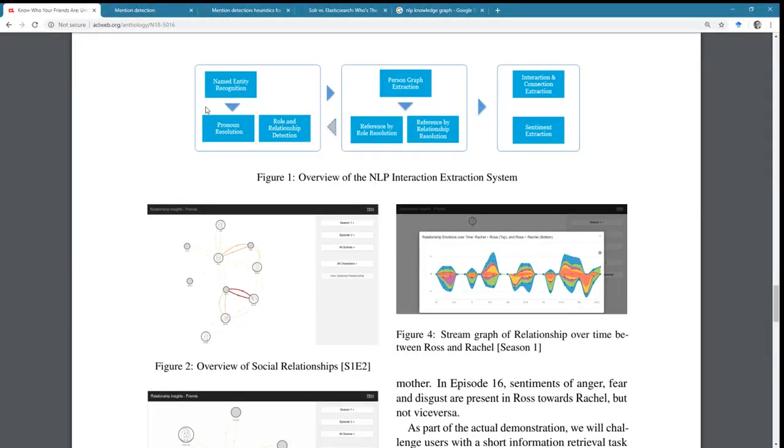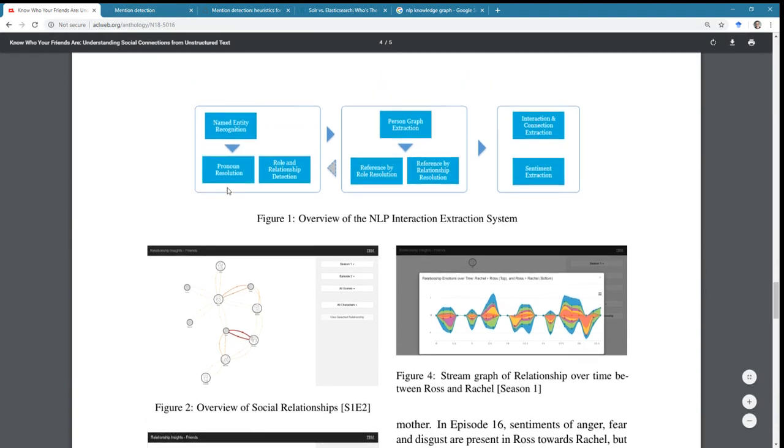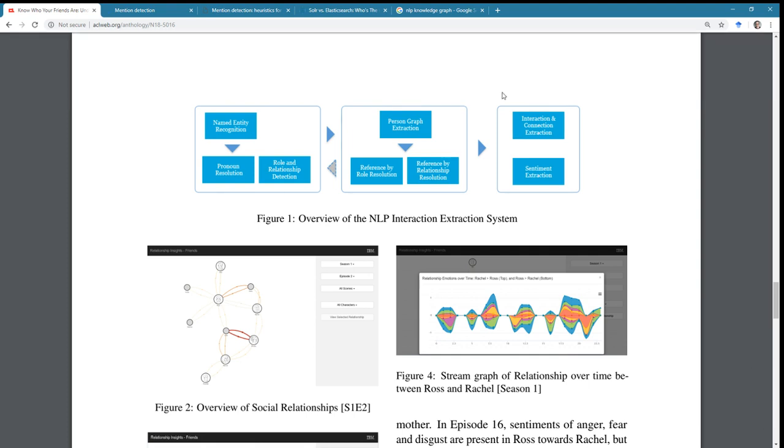All right, so in figure 1, we've got 3 sort of big boxes. In the first box, we have named entity recognition, and that's feeding into pronoun resolution. And then role and relationship detection, which doesn't have any arrows. And then that whole box that has those 3 things feeds into a second box that has person graph detection, which feeds into reference by role resolution and reference by relationship resolution. And then there's a dotted arrow going back to the first box. And then that second box has an arrow going to the third box where it says interaction and connection extraction and sentiment extraction.